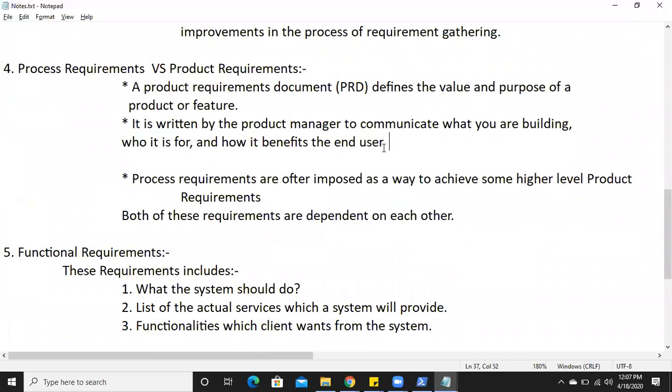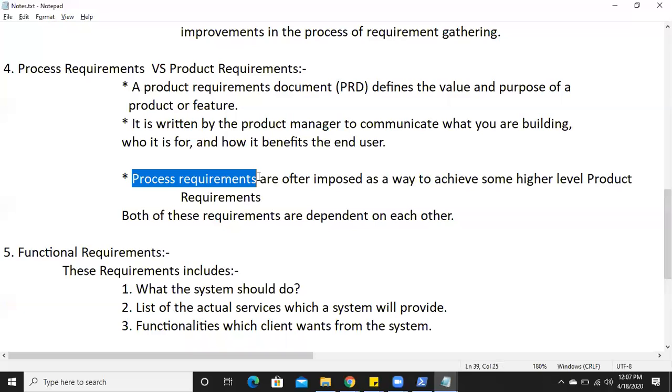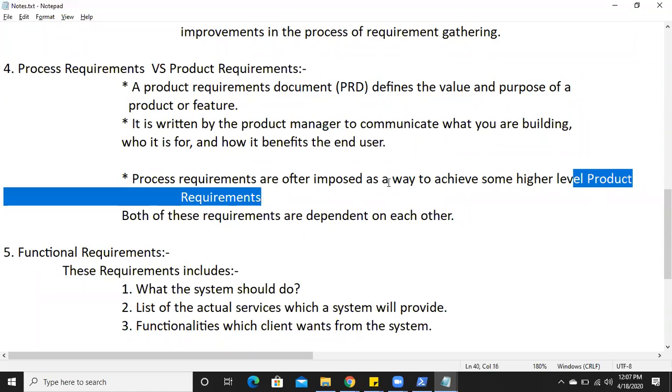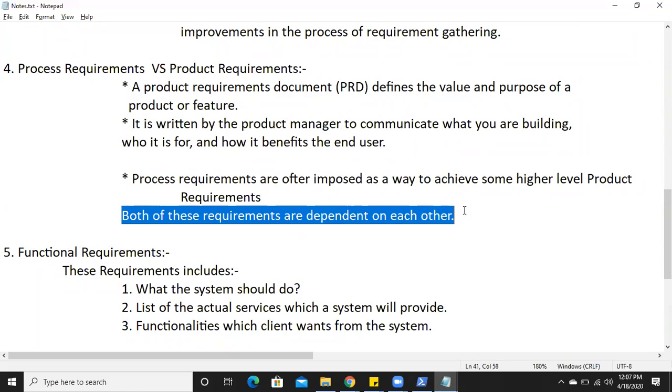All right, so let's move towards our process requirements. Process requirements are nothing but a way to achieve some higher level product requirements. These are actually the way of achieving higher level product requirements. Both of these requirements are basically dependent on each other.